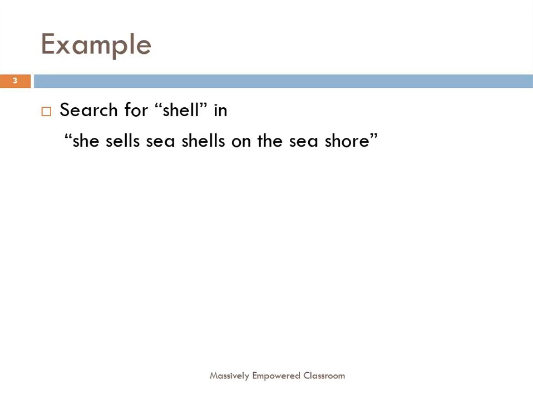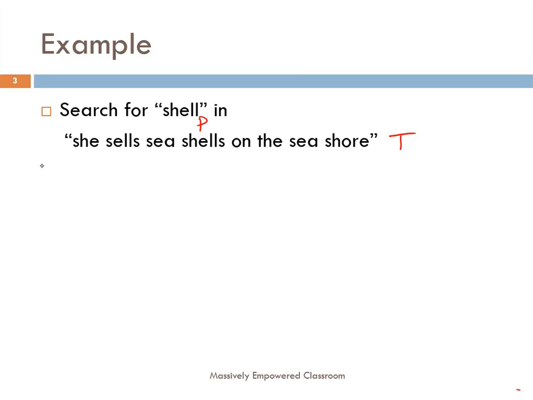So let's take this example. You must have heard of the tongue twister "She sells seashells on the seashore." Let's say that is the text. This is the text that is given to us, and the pattern that is given to us is "shell". We're trying to see if the pattern "shell" is present in this given string. That is the brute force algorithm we need to construct.